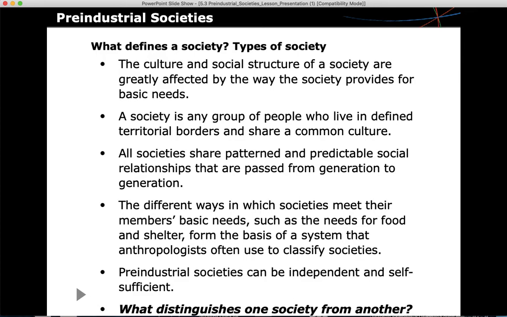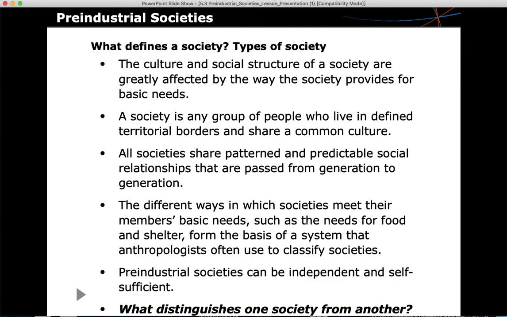Members in each type of society know what is expected of them and what they can expect from others. They repeatedly engage in the same basic social patterns. That is, they share patterned and predictable social relationships that are passed from generation to generation. Societies meet their members' basic needs, such as the needs for food and shelter, in different ways. These differences form the basis of a system anthropologists often use to classify societies.